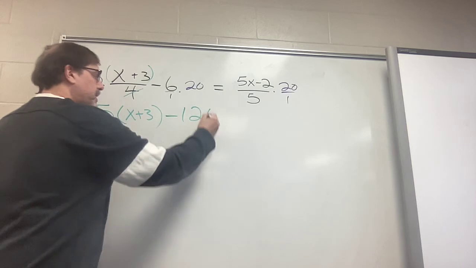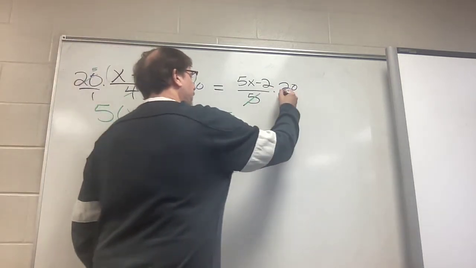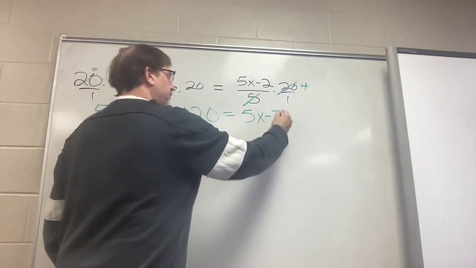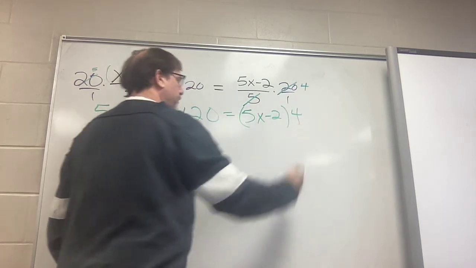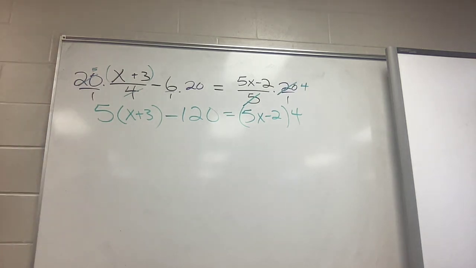6 times 20 is minus 120. On the other side, it always works. 5 goes into 20 four times. Write it down right away. Yep. And this is a perfect example.